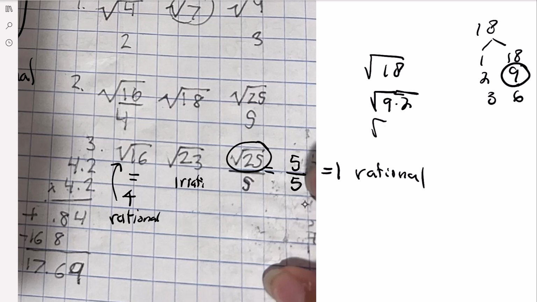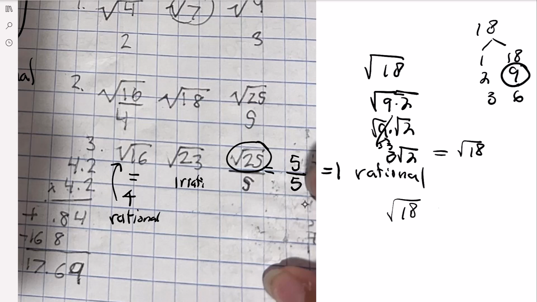And that's the same as the square root of 9 times the square root of 2. Well, look, the square root of 9 is 3. So the square root of 9 can be rewritten as 3. And now the square root of 18 is the same thing as 3 times the square root of 2. So let me do that again.